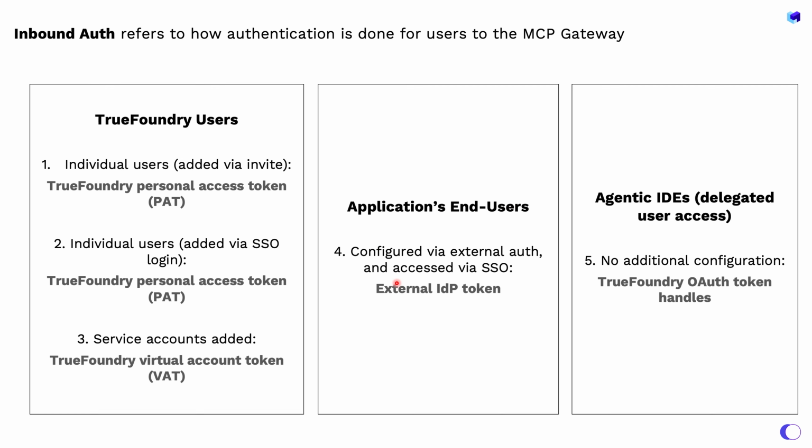Think about the application's user trying to access their own Gmail account. In that case, their external IDP token, which is generated, will be used for the entire authentication to the gateway.